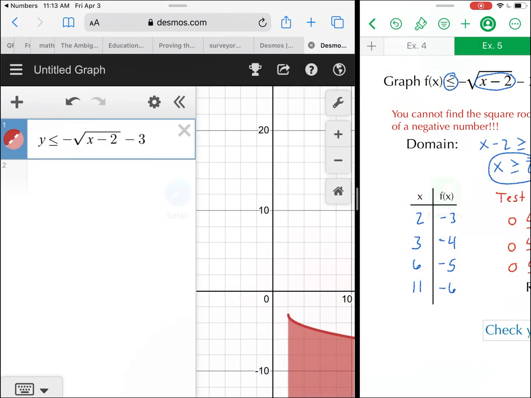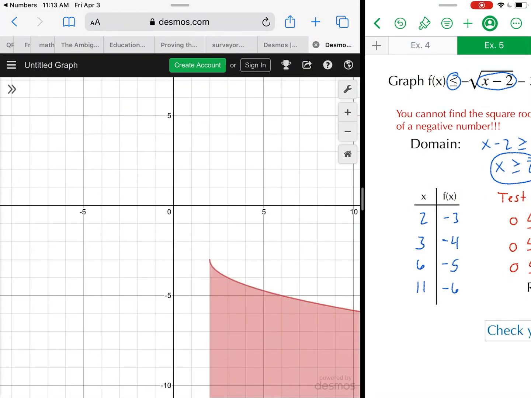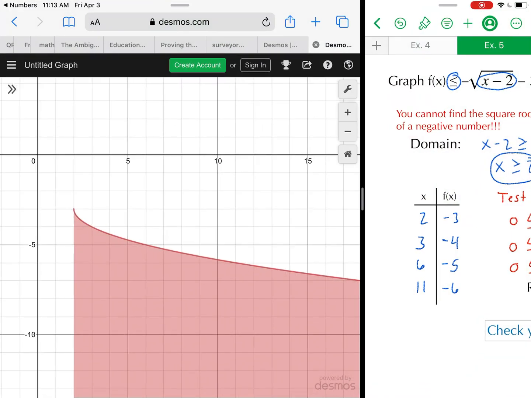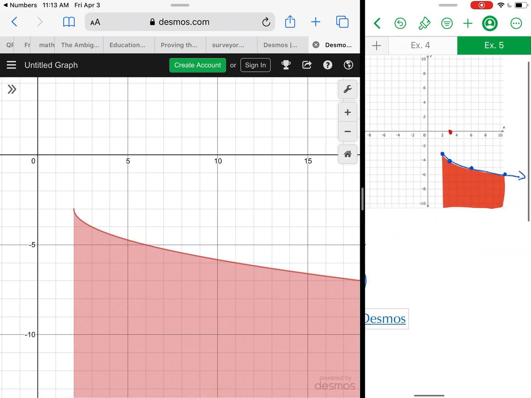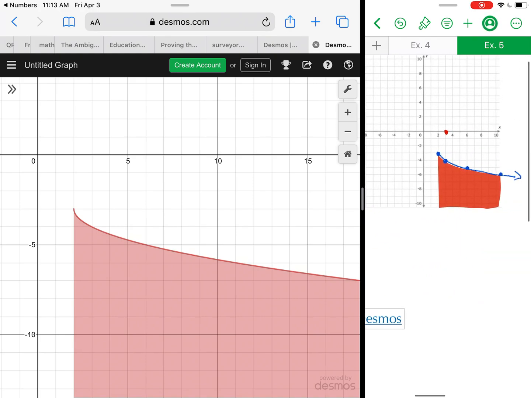Okay. And you can see my curve here. Move that over and we'll compare it to ours. You can see that we have the proper endpoint of positive 2, negative 3, and we got the proper shading below the curve. All right.